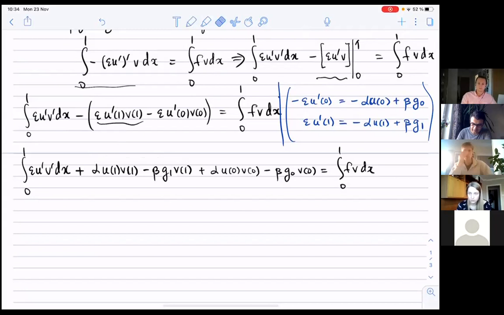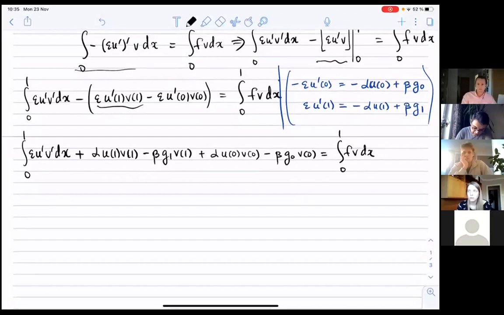And now by looking at the integral, the integral should make sense. So that means that u prime should be square integrable. And there is v, so v should also be square integrable. And later in the course, when we do these stability estimates, we have to show that the scheme is stable. We usually replace v by u, so u should also be square integrable. Then we can write the weak formulation as follows.